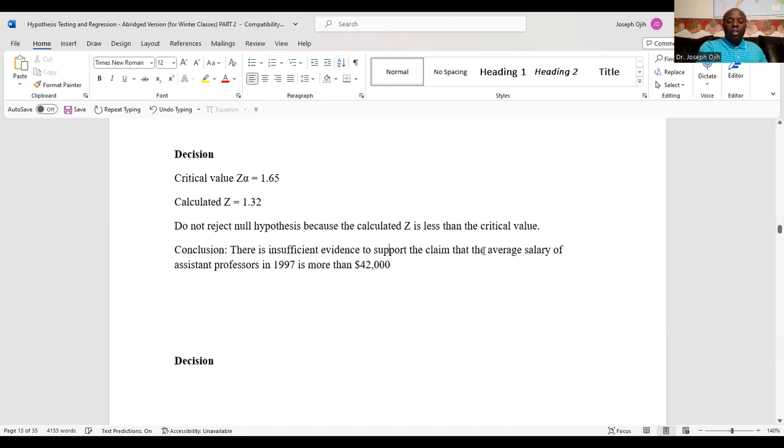So that is how we test hypothesis, ladies and gentlemen. Now, suppose our answer is bigger than the critical value. Let's say our answer is 1.8, which is bigger. In that case, we reject the null hypothesis, and that means the claim is correct. We can then say that there is sufficient evidence to support the claim that the average salary of assistant professors in 1997 is more than 42,000.